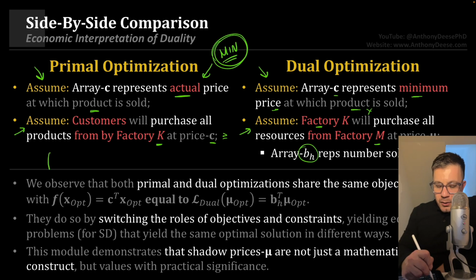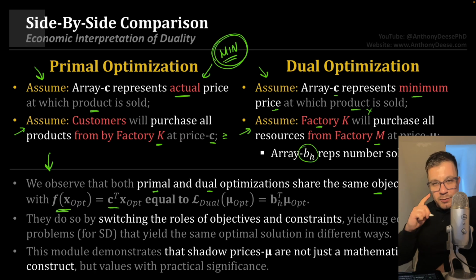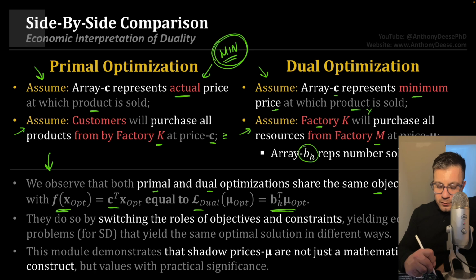Now, a couple bullets here that we're going to use to wrap this up. We observe that both the primal and dual optimization problems really share the same objective, the same goal. We saw that because the primal objective function, which is equal to C transpose times X, is equal to the dual Lagrangian, or the dual objective function, defined as B sub H times mu. They do so by switching the roles of the objective and the constraints, yielding equivalent problems, again for strong duality, that yield the same optimal solution in different ways.